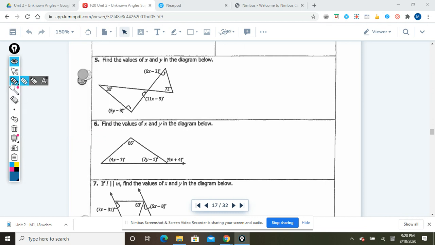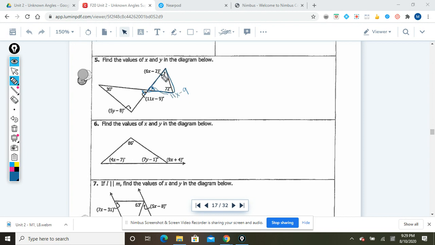Okay, so if we look at number 5, we're trying to find x and y. First thing I see is vertical angles. These are my vertical angles. So if this is 11x minus 9, this angle is also 11x minus 9. So in this angle, I have x's and y's in this triangle. In this triangle, I have some numbers and x's. Well, I can't do x's and y's together.